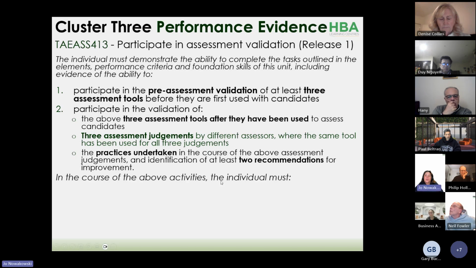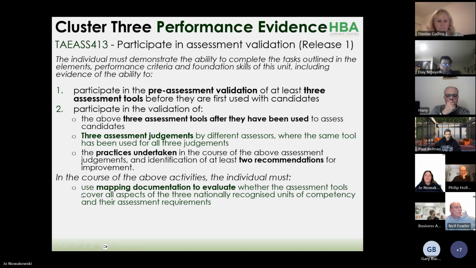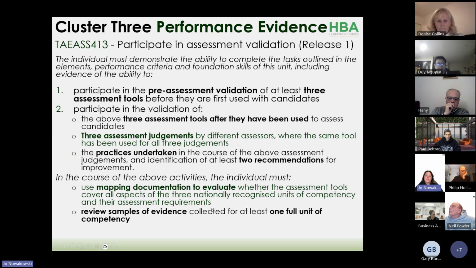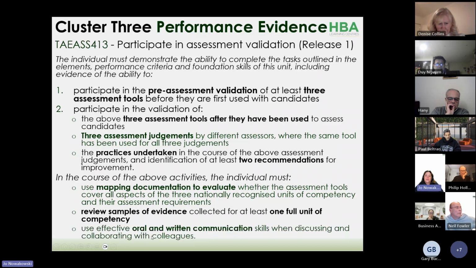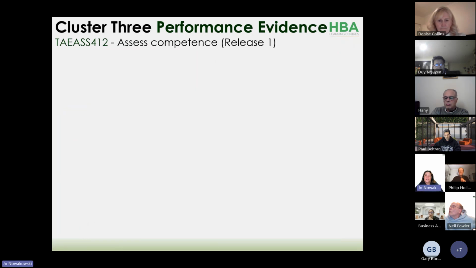In the course of the above activities, the individual must use mapping documentation to evaluate whether the assessment tools cover all aspects of the 3 nationally recognized units of competency and their assessment requirements. Review sample evidence collected of at least 1 full unit of competency. Use effective oral and written communication skills when discussing and collaborating with colleagues. Do we understand what that means? Yeah, no questions so far? Well, good.